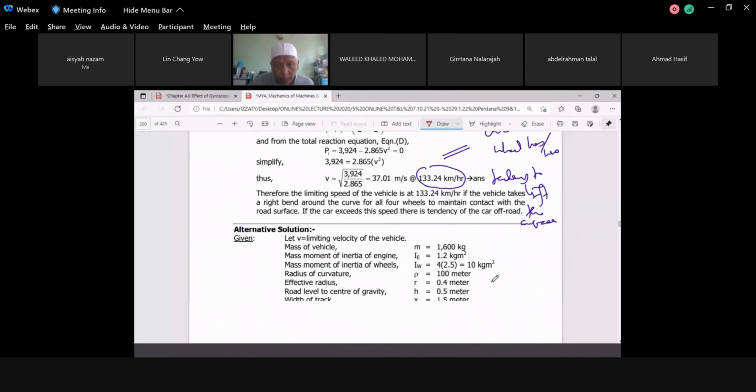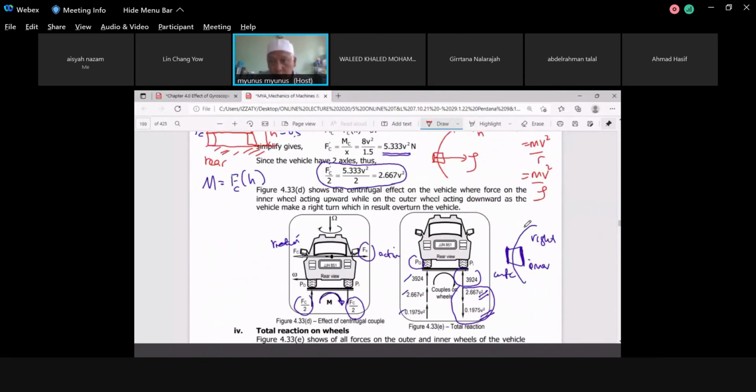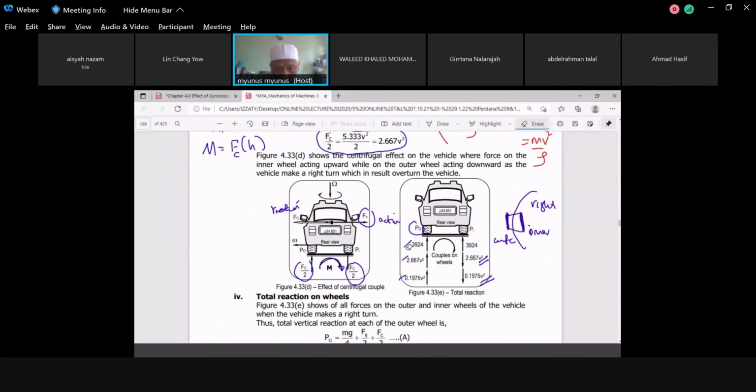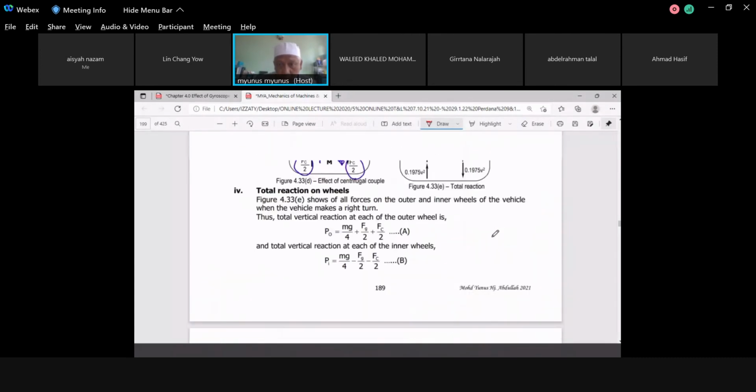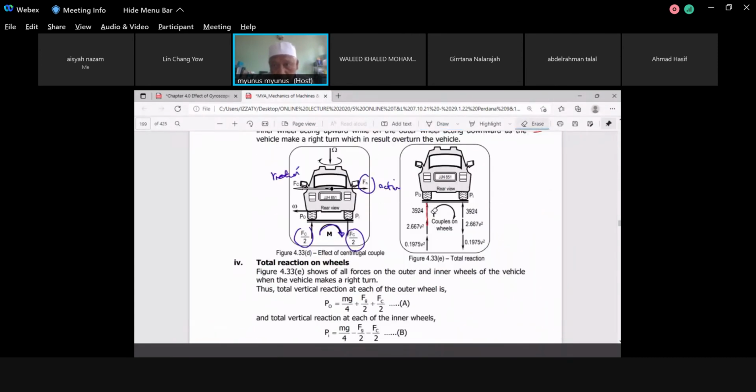So PO, where is it here? So I'm going to clean up this one. After you do the calculation, you found that this one is pointing upward. PO, pointing upward just now. Sorry, it's pointing downward. So now I'm cleaning up this one. PO is pointing downward. PI, this one is pointing upward.